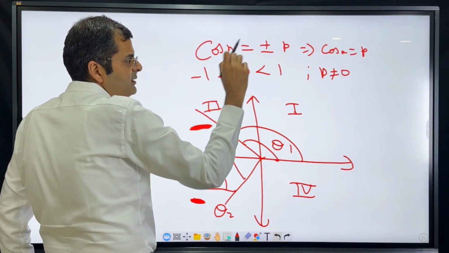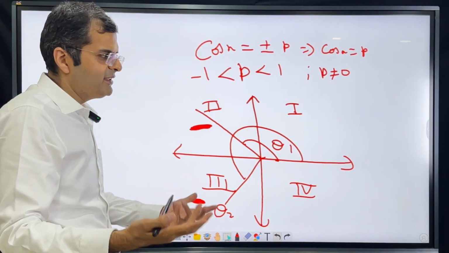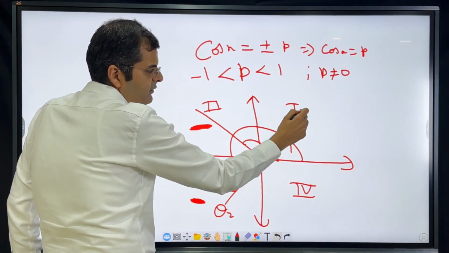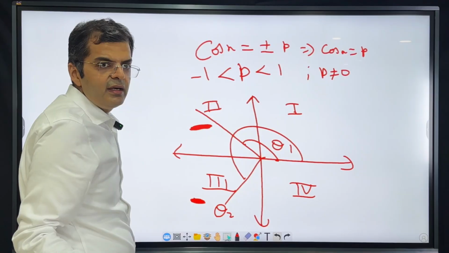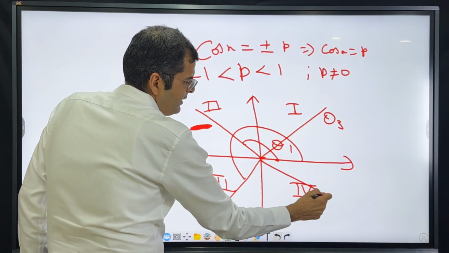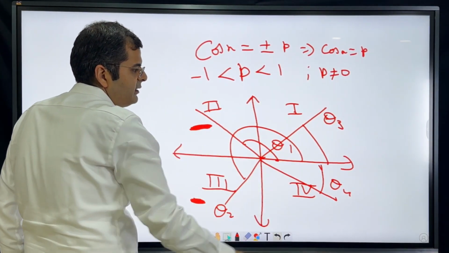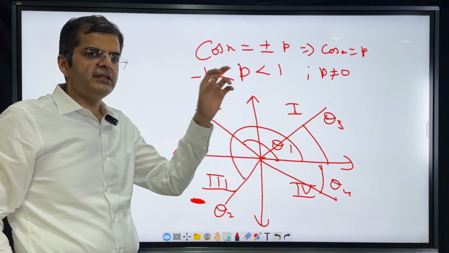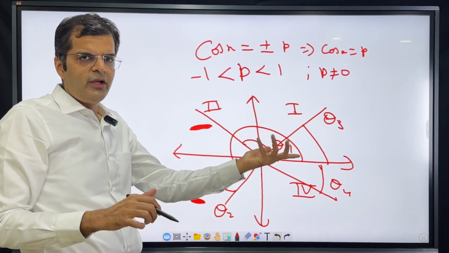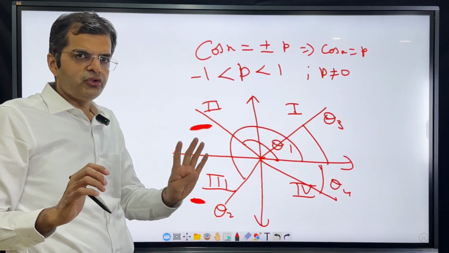But when p is between 0 and 1, let's say p is plus 0.7, then x has to lie in quadrant 1 or 4, because in the 1st and 4th quadrants cos theta is positive. So in that case, let's say there is a theta 3 angle and a theta 4 angle. So when p lies between minus 1 and 1, I get 4 solutions. What the values of x come out to be will depend on the value of p, but there will be 4 solutions.